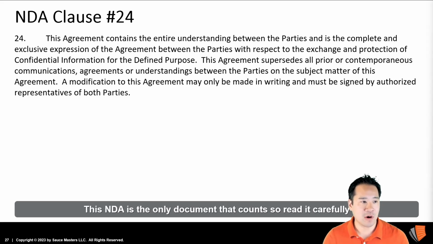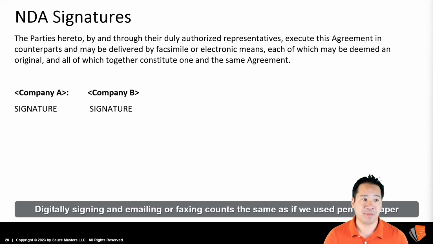Last clause, 24. This basically means this agreement is complete. It's the final agreement between the two parties about sharing and protecting confidential information. More importantly, it replaces any previous discussions or agreements that you might have had about the topic. And if you want to change or add anything to it, you're going to have to agree so in writing and then ultimately sign it.